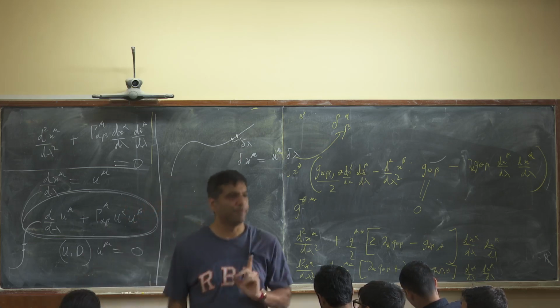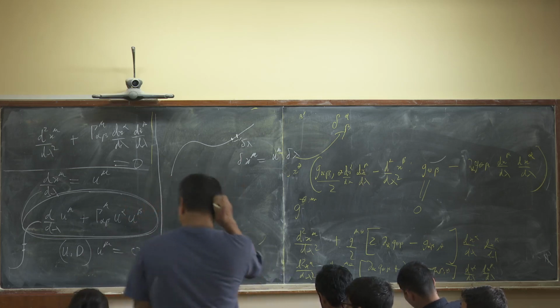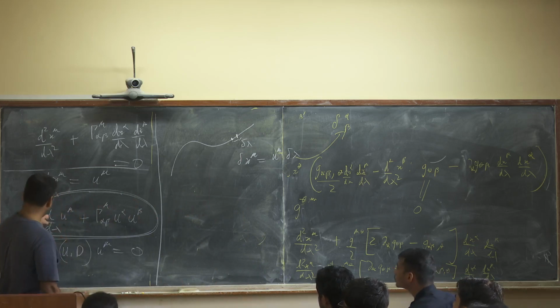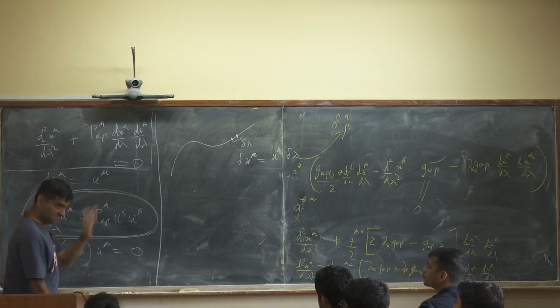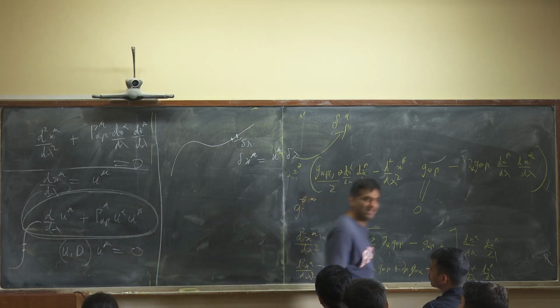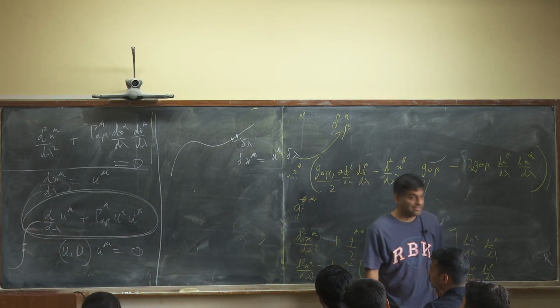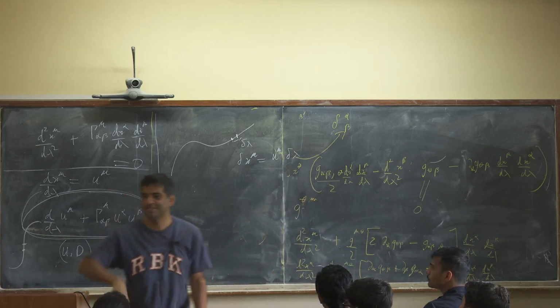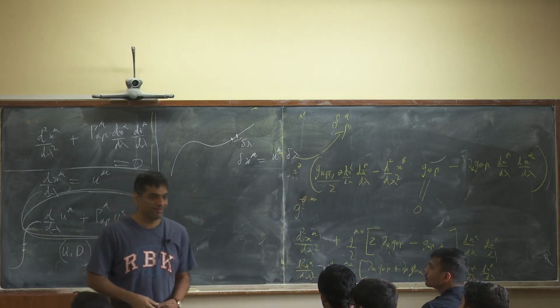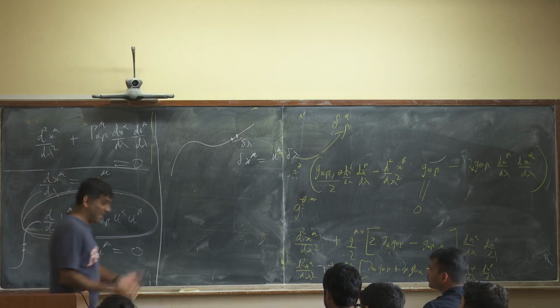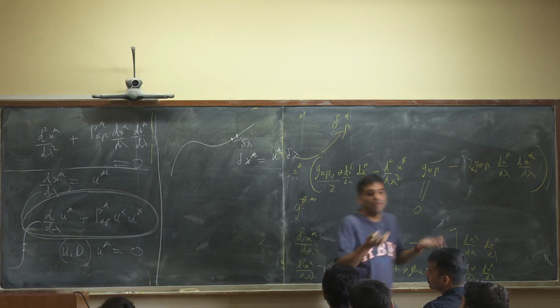Let me make that statement more precise. You see, how does this statement here differ from the statement that d by d lambda of u mu is equal to 0? It differs by this term. But we've already seen, and you will show in your exercise, that there is always a coordinate system in which gamma vanishes. In that coordinate system, what happens to this equation? It just becomes d u mu by d lambda is equal to 0.